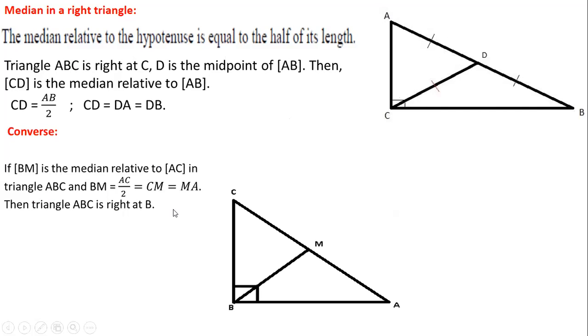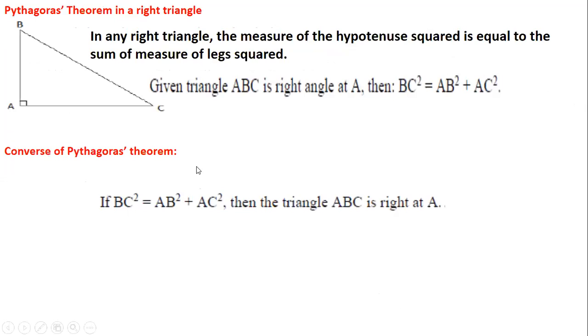What's the converse of the median relative to the hypotenuse? If I gave you, for example, any triangle, you don't know that this triangle is right. I should prove that this triangle is right. For example, if I gave you a triangle CBA and I told you draw the median from B to AC such that BM is equal to AC over 2, directly you will say that this triangle will be right at B and AC will be the hypotenuse.